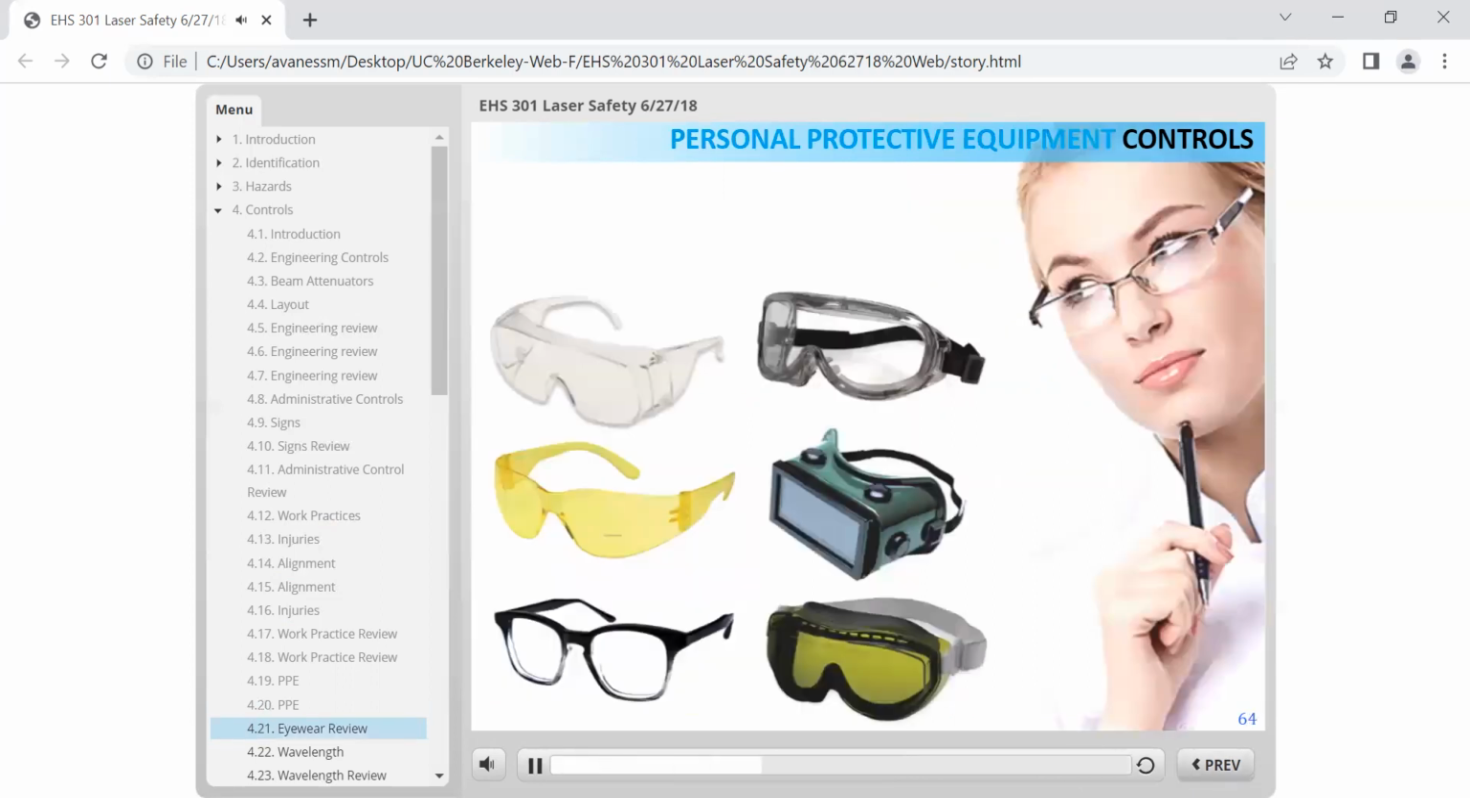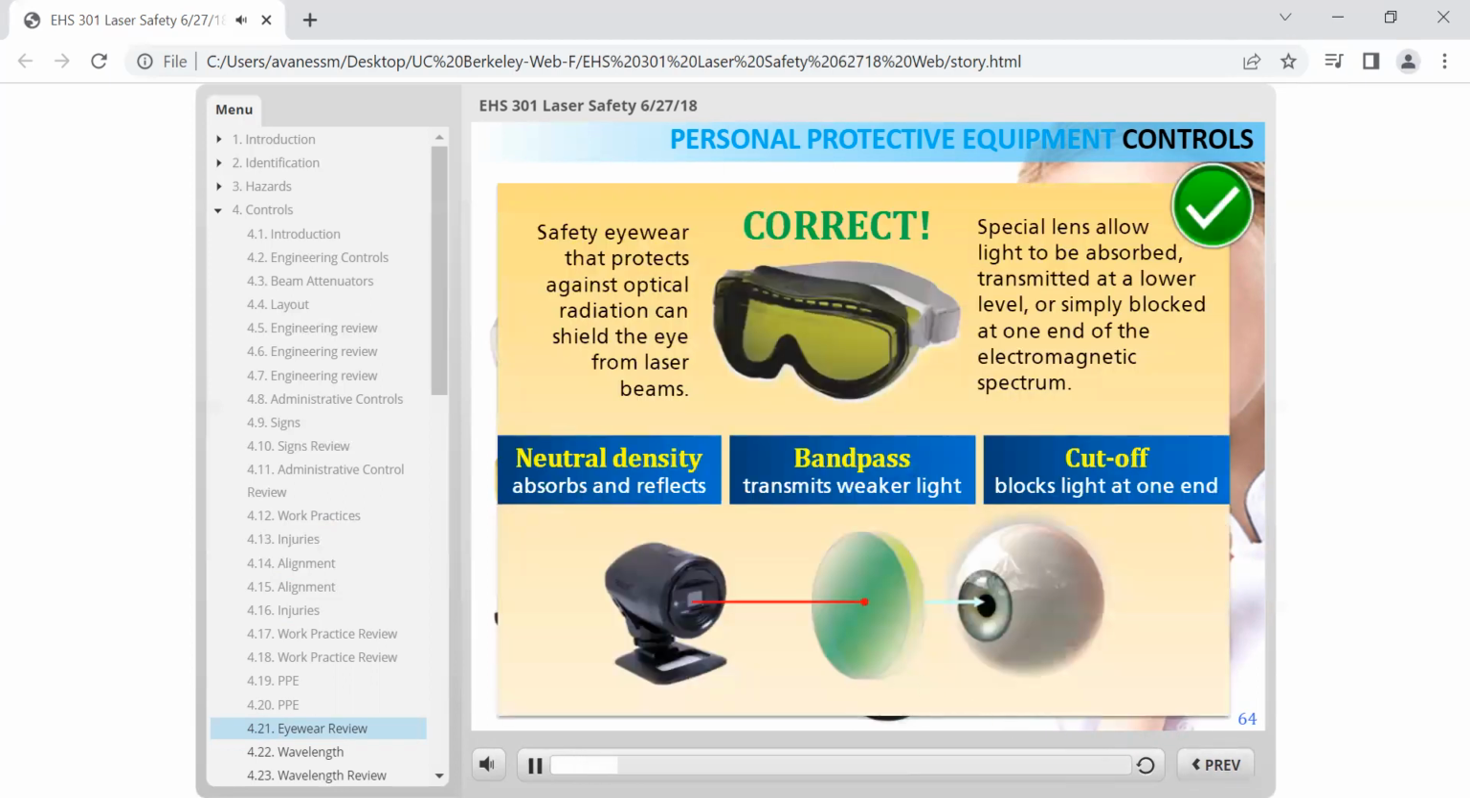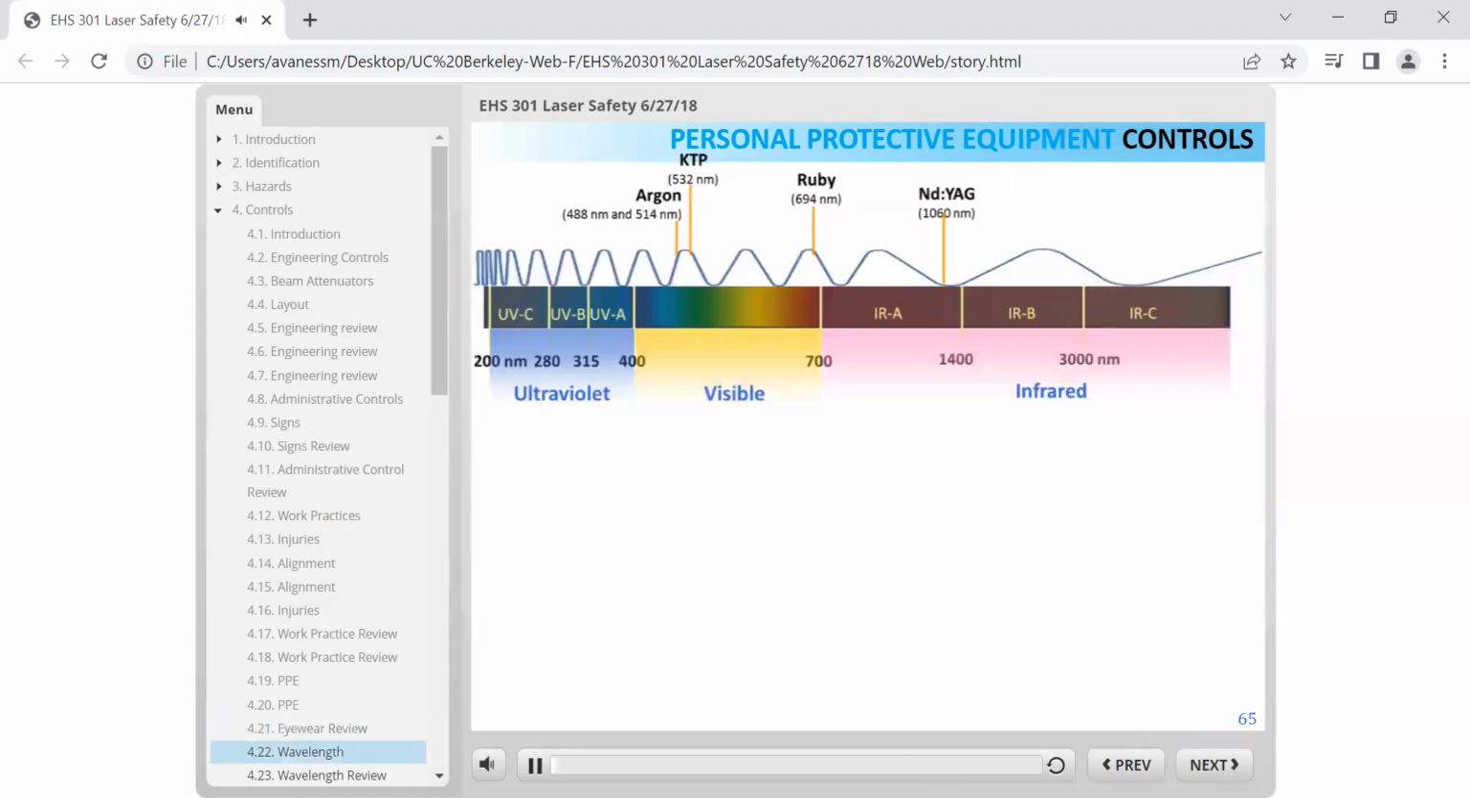What do you think? Which safety eyewear can protect against lasers? That is correct. Safety eyewear that protects against optical radiation can shield the eye from laser beams. Special lenses allow light to be absorbed, transmitted at a lower level, or simply blocked at one end of the electromagnetic spectrum. But not all laser eye protection is the same.